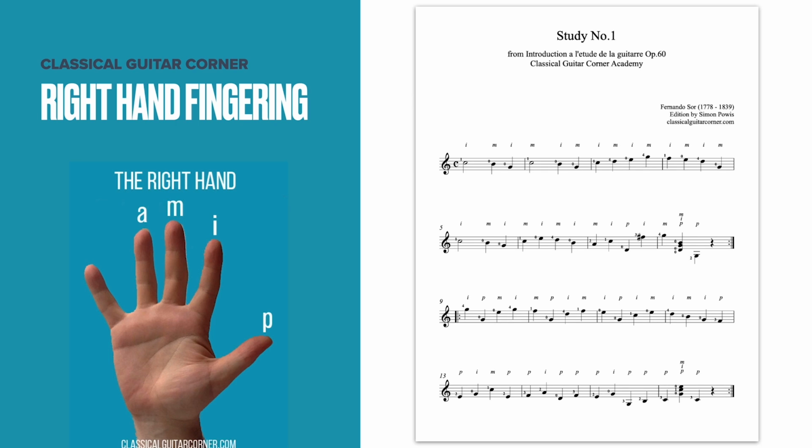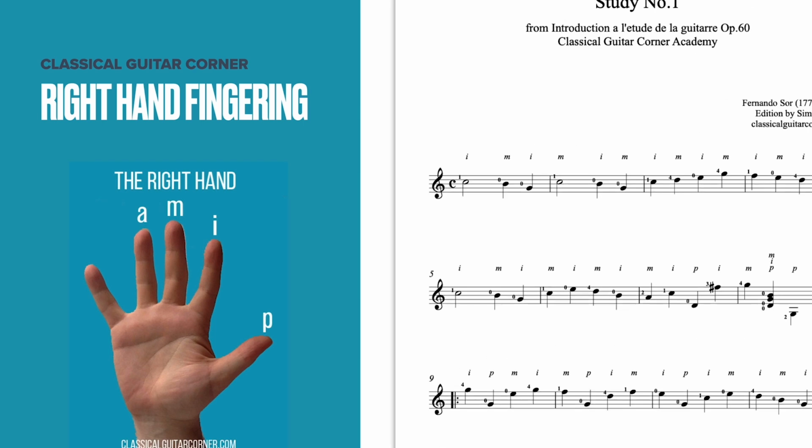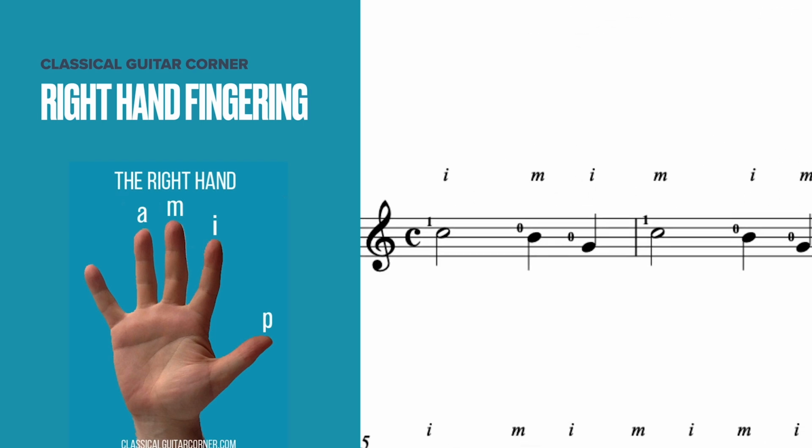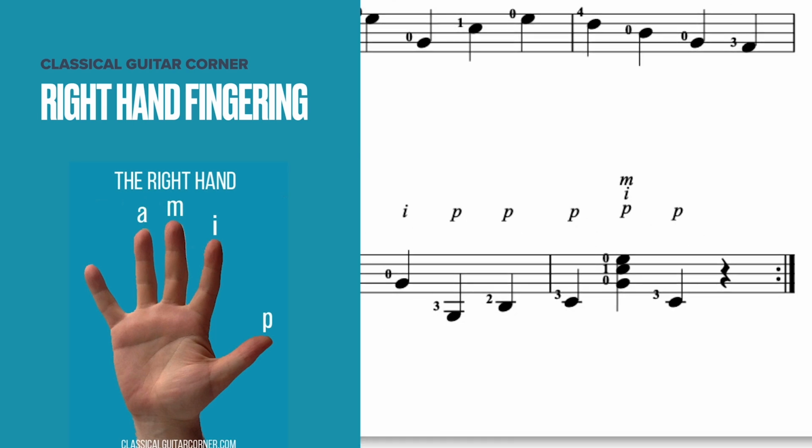There is a letter for the little finger, although you're not going to find it very often in classical guitar music because it's seldom used. That letter is C for chico, which translates to little finger. These letters can be found individually or stacked together. They are placed as close as possible to the note they are referring to and can be found above or below the staff depending on what offers the clearest instruction.